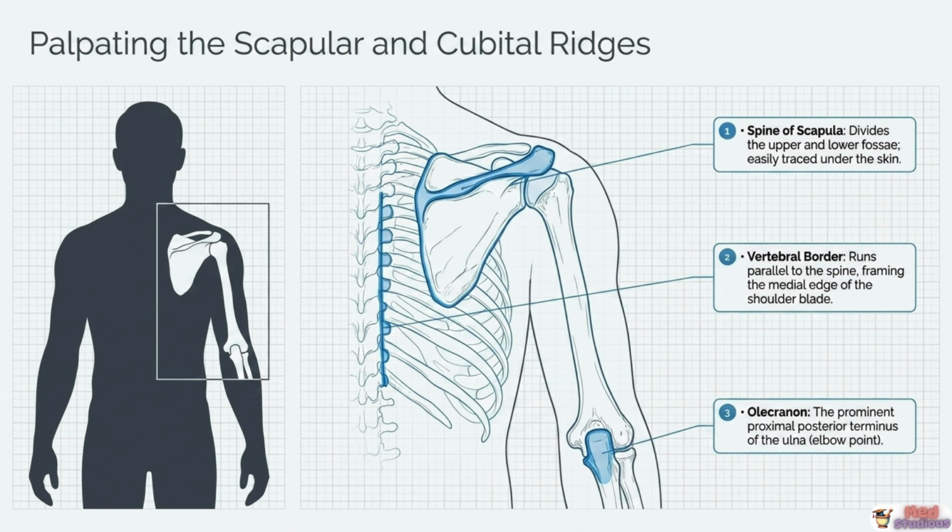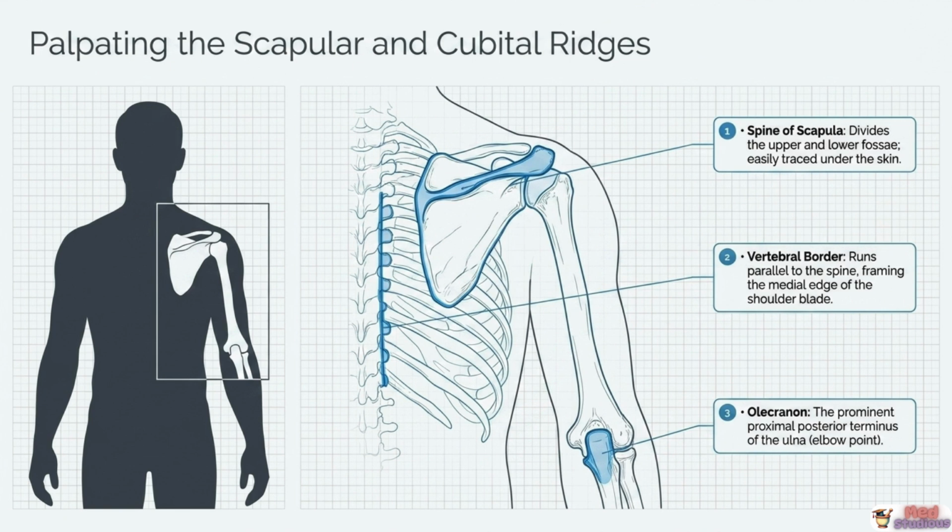The first is the spine of the scapula, a prominent bony ridge running horizontally across the posterior surface of the shoulder blade. It divides the scapula into the supraspinous fossa above and the infraspinous fossa below, each housing the supraspinatus and infraspinatus muscles respectively, two of the four rotator cuff muscles. The spine of the scapula can be traced with a fingertip from the medial border of the scapula all the way to the acromion at the shoulder tip.